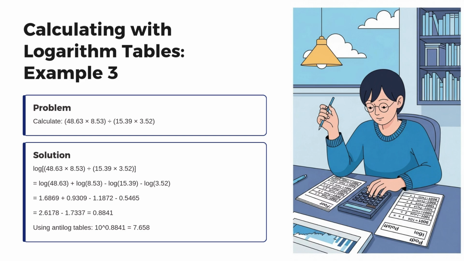1.6869 plus 0.9309 minus 1.1872 minus 0.5465 equals 2.6178 minus 1.7337 equals 0.8841. Using antilog tables, 10 to the power of 0.8841 equals 7.658.